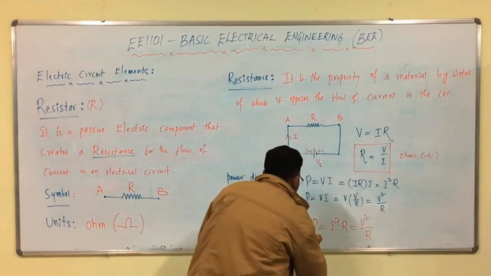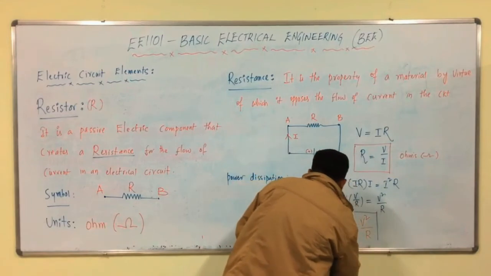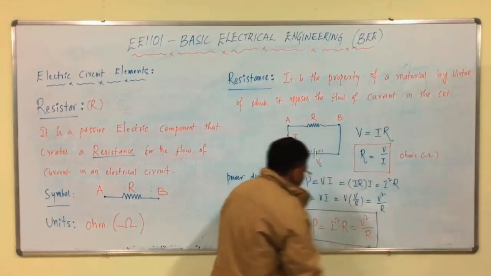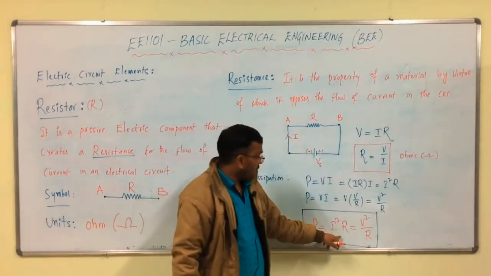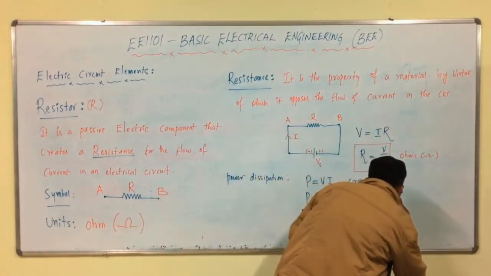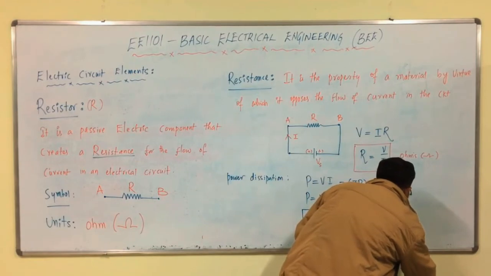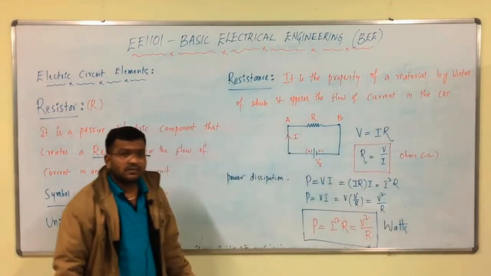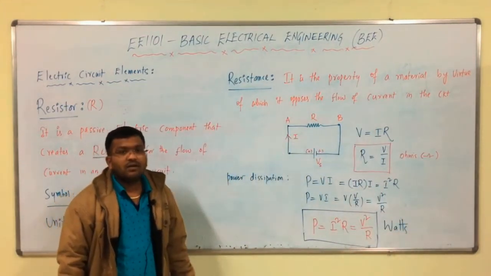The power dissipation in the resistance is nothing but I square R, which is equals to V square by R. The units are watts or kilowatts. Units are watts.